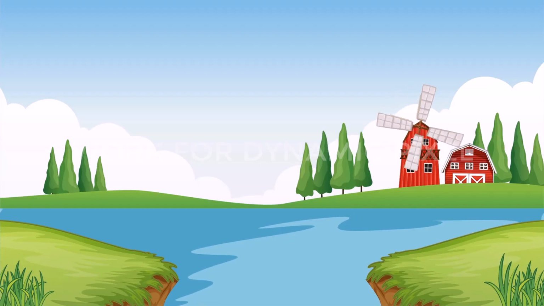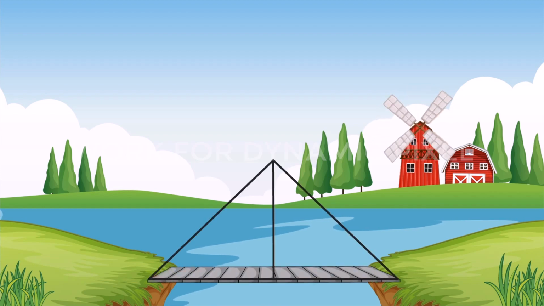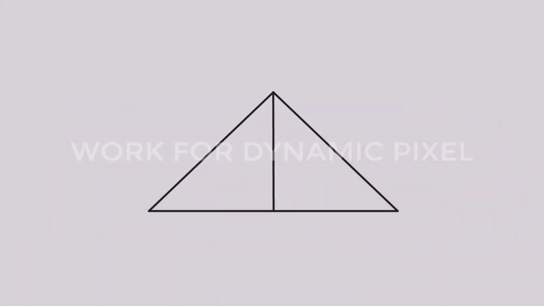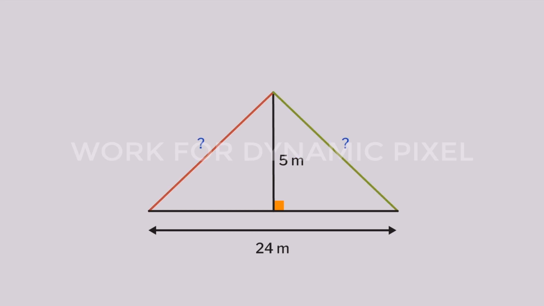Also, in my village, we are currently dealing with a bit of a problem. We are finding it difficult to cross the river. So, a bridge is going to be constructed over the river to make our lives easier. To make sure the bridge is well supported, the base of the structure will be 24 meters long and the altitude of the structure will be 5 meters. I wonder if there is a way to find out the length of these sides connecting the ends of the base to the top of the altitude.